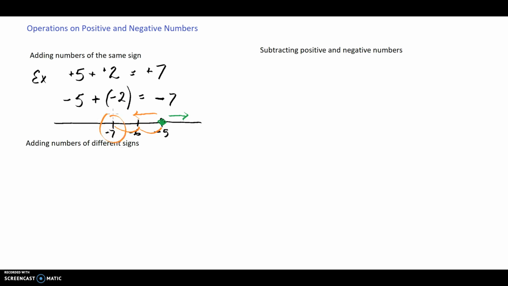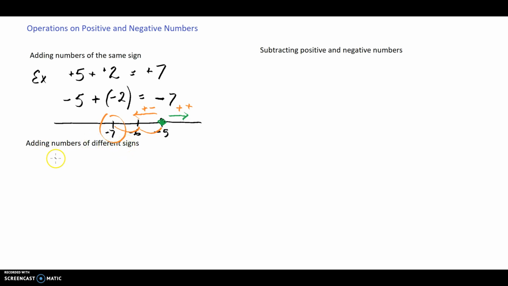So it's always helpful to picture the number line. This is adding a positive, and this is adding a negative. Adding a positive, we go right. Adding a negative, we go left. Let's look at our next example here: adding numbers of different signs.